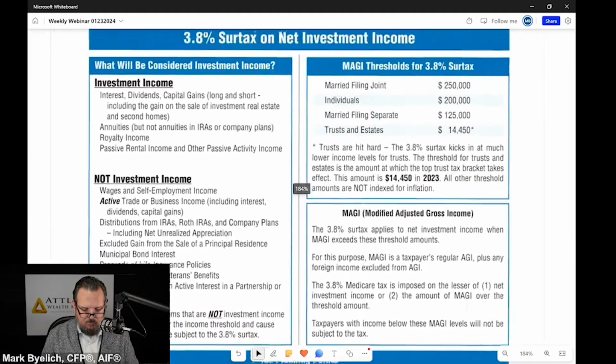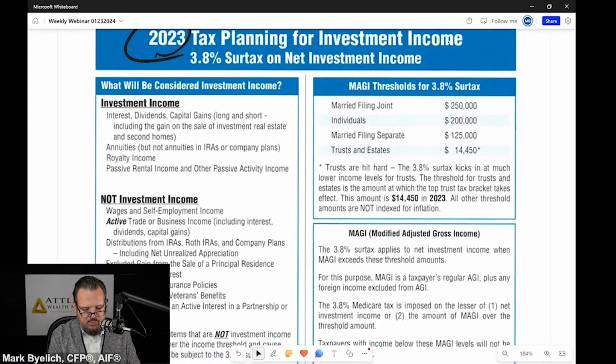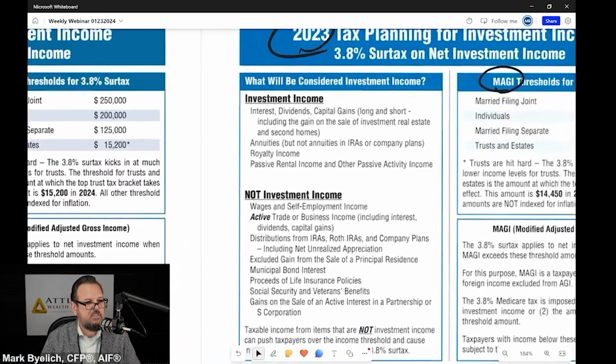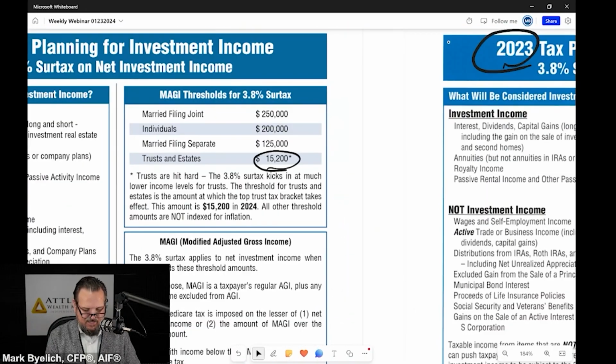Well, for 2023, it's based on modified adjusted gross income. That's what MAGI means. For a married filing joint couple, that's $250,000. For individuals, that's $200,000. For married filing separate, $125,000. And for trusts and estates, it's $14,450. I want you to remember that for a second, because I want to slide over here. The only thing that changed is the trusts and estates. This one's the same, this one's the same, and this one's the same.